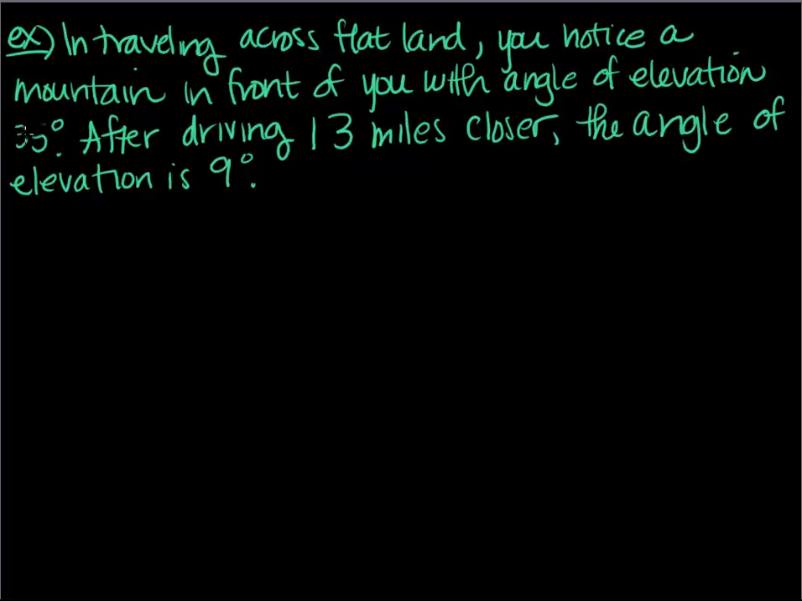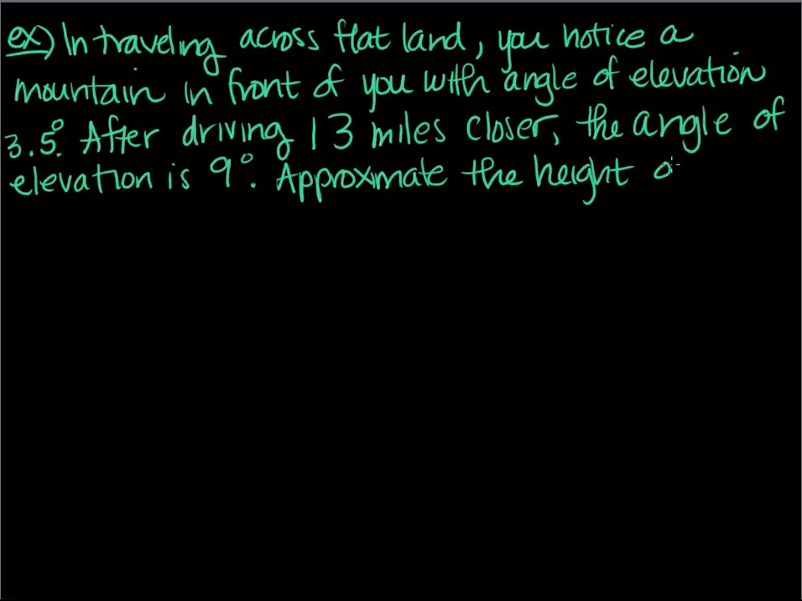Which would make more sense, right? Because if it's a 35-degree angle of elevation, that's pretty high, and then if we're getting closer, it should increase because we're getting closer to it. Sorry, 3.5. After driving 13 miles closer, the angle of elevation is 9 degrees. Approximate the height of the mountain.